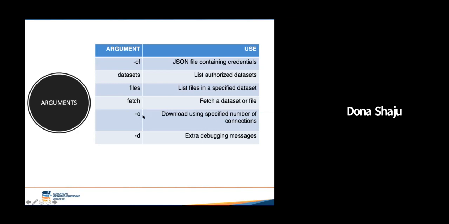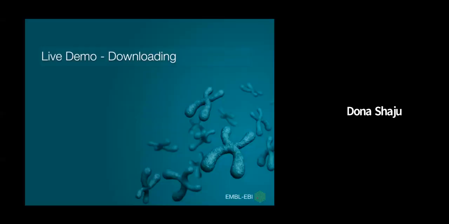And the next is the -c parameter, or the connections parameter. The connections parameter helps us to download using a specified number of connections. For example, if I want to download a dataset using 20 connections, I should be using -c20. If I want to download using 30, it would be -c30. And finally, the -d, that is the debugging. This would give us extra debugging messages that can help the EGA team to debug any issues that you might be having.